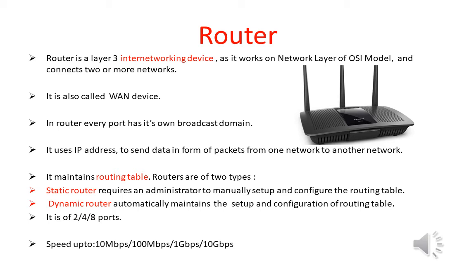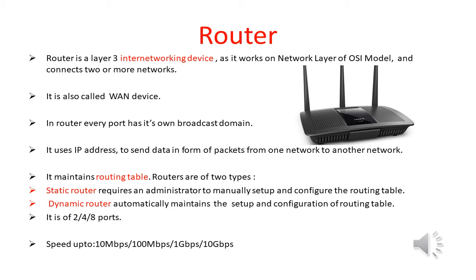Router is a layer 3 internetworking device, as it works on the network layer of the OSI model, and connects two or more networks. It is also called a WAN device. In a router every port has its own broadcast domain. It uses an IP address to send data in the form of packets from one network to another network. It maintains a routing table. Routers are of two types.